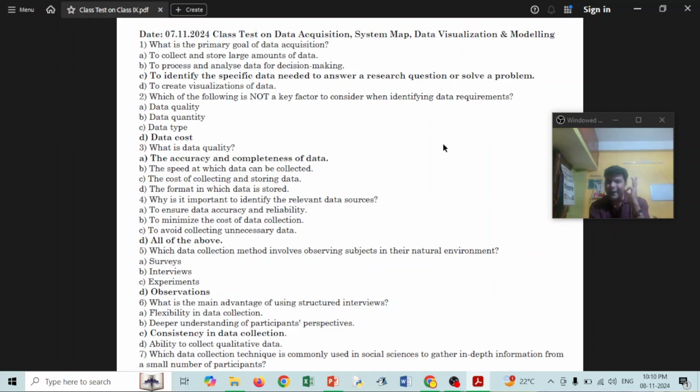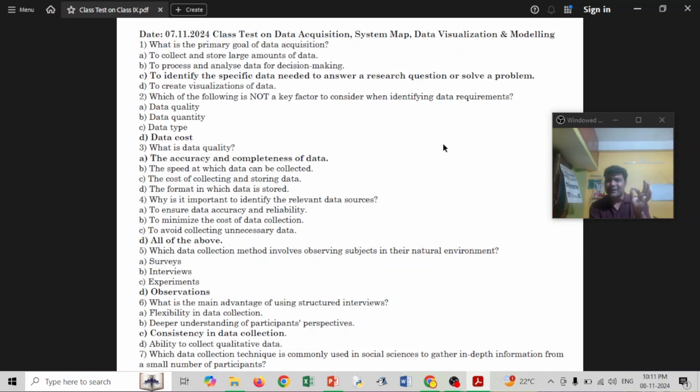And the fourth one is, why is it important to identify the relevant data sources? A, to ensure data accuracy and reliability. B, to minimize the cost of data collection. C, to avoid collecting unnecessary data. All points are correct, so the answer will be all of the above, D. Question 5 is, which data collection method involves observing subjects in their natural environment? Observation is the correct answer.